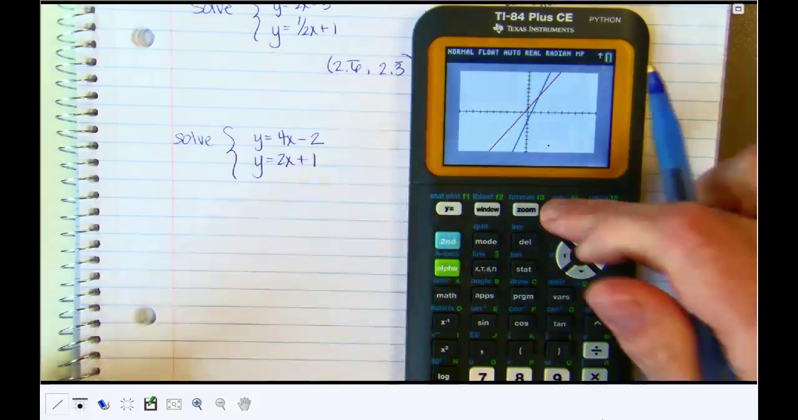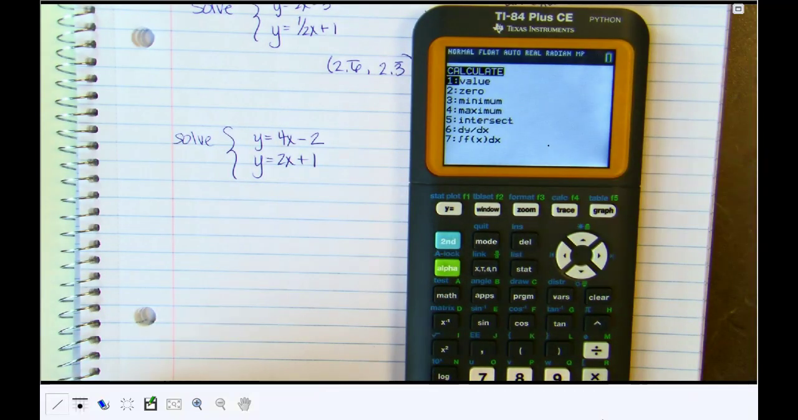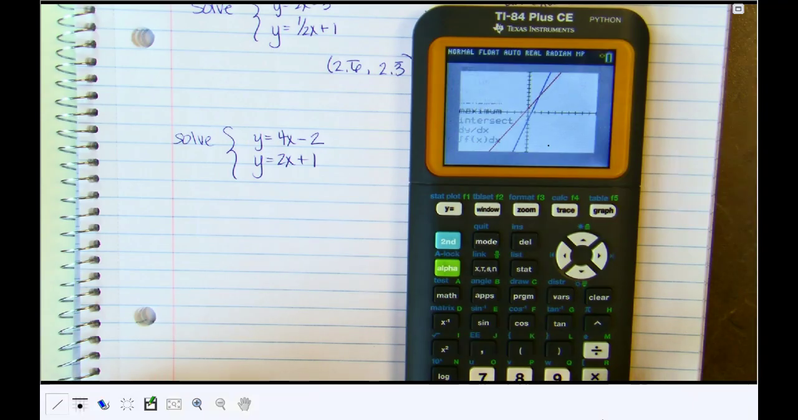Second trace. Number 5, and then enter 3 times. 1, 2, 3. There's your answer. You guys, this is like the best thing in the world. You don't have to solve by hand. If you're graphing, you don't have to graph by hand.